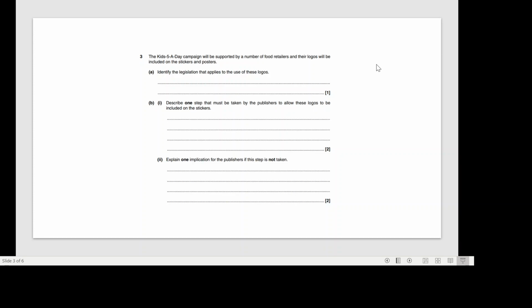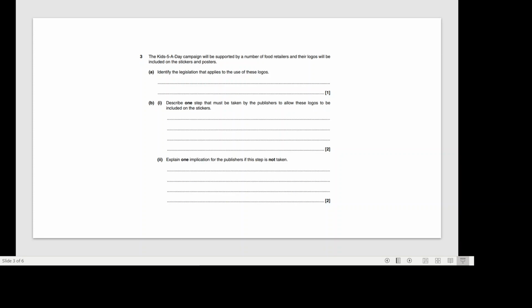Okay, so this is the question. The Kids 5 a Day campaign will be supported by a number of food retailers and their logos will be included on the stickers and posters. Question A is identify the legislation that applies to the use of these logos. Okay, so that's worth 1 mark.